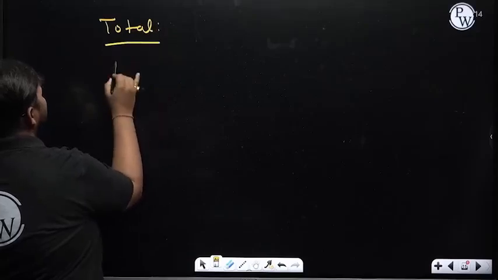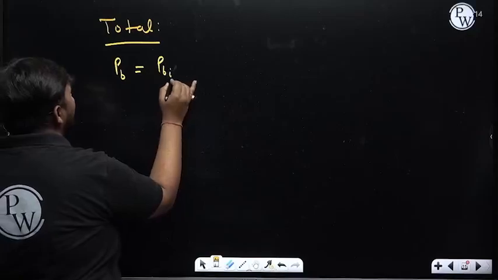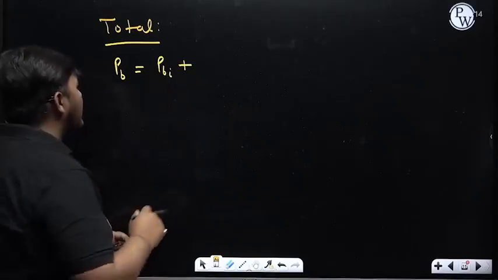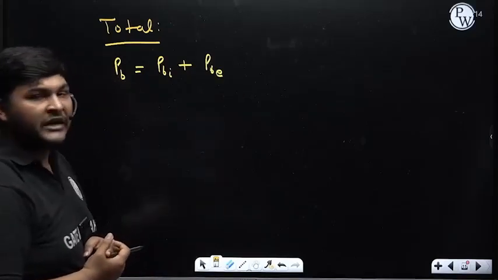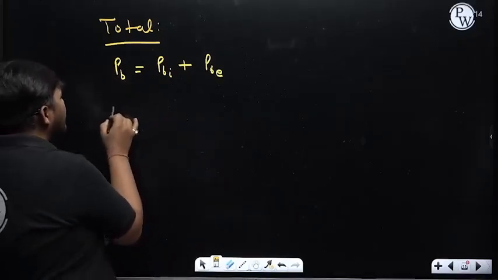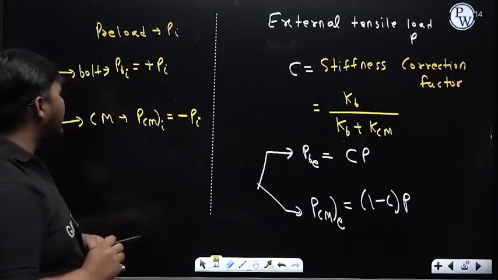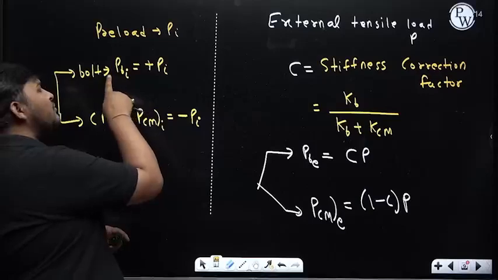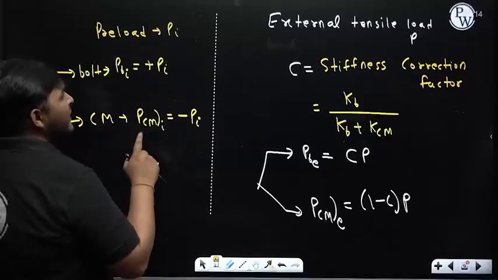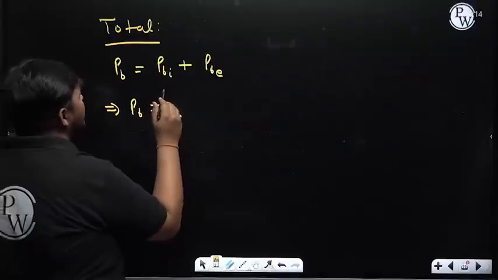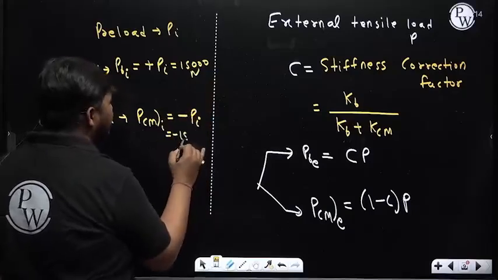Now we can calculate the total axial force in the bolt. Suppose the total axial force in the bolt I am representing as PB. It will be equal to the algebraic sum of the axial force in the bolt due to preload, PBI, plus the axial force in the bolt due to external load, that is PBE. Algebraic sum means while doing this sum, I am taking plus sign for tensile and minus sign for compressive. So PBI is equal to plus PI, because its nature is tensile, and PI value is given in the question, it is 15,000 Newton.